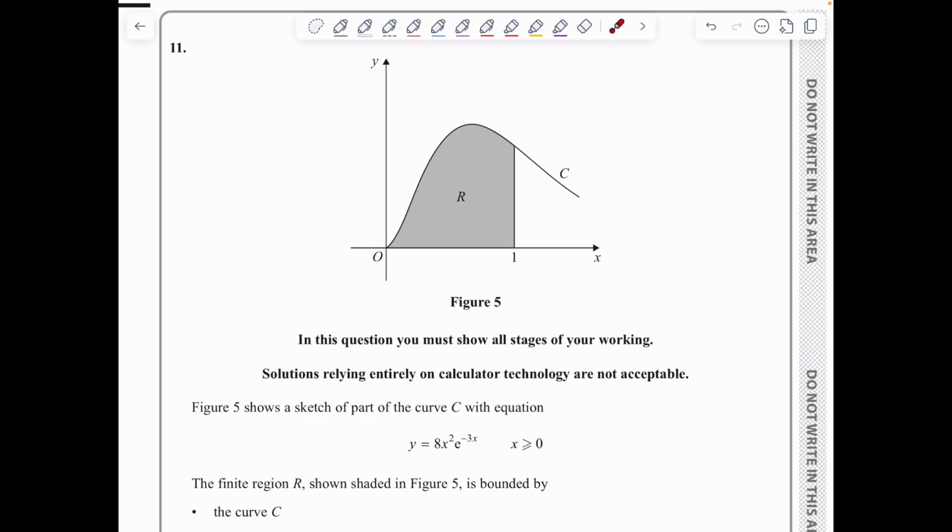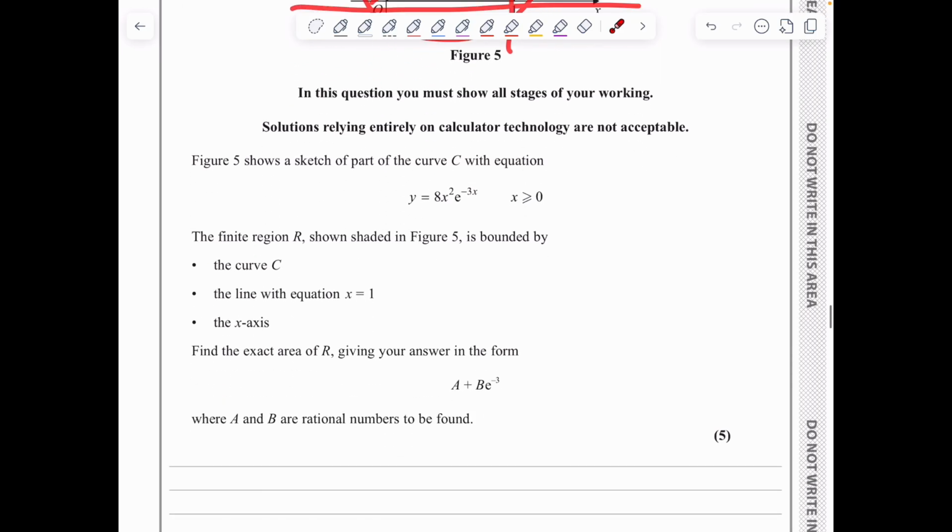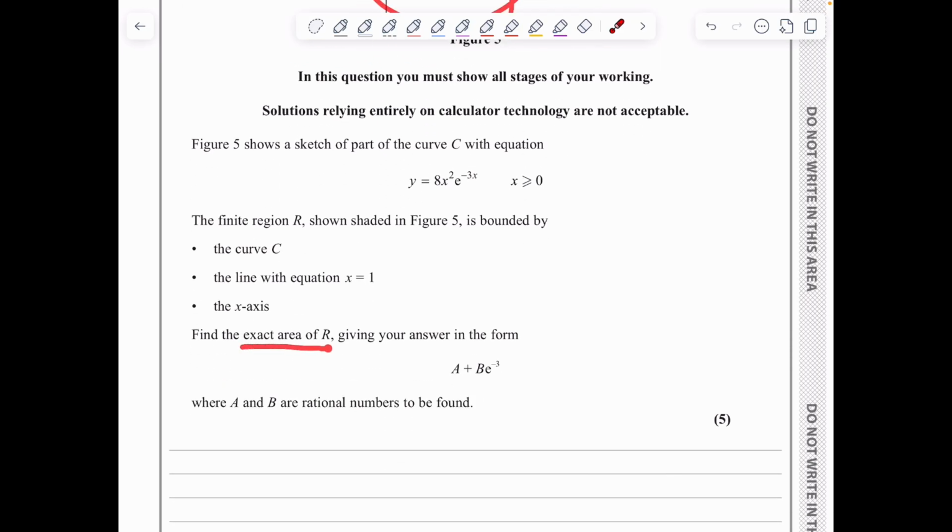In question 11, we need to show all stages of our working, and solutions relying entirely on calculator technology are not acceptable, so we need to be careful here to show our working clearly. Now we've got a sketch of part of the curve with this equation here, and the finite region R shown shaded here is bounded by the curve above, the x-axis, and the line x is equal to 1, and we are asked to determine the exact area of R, giving our answer in the form a plus b e to the -3, where a and b are rational numbers to be found.